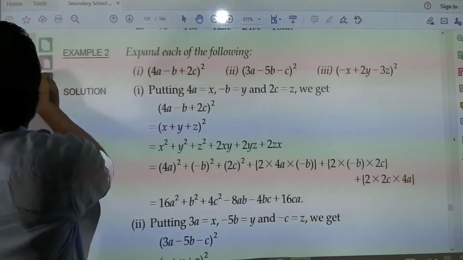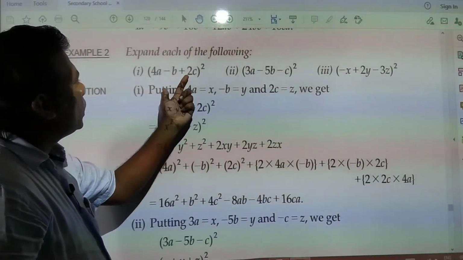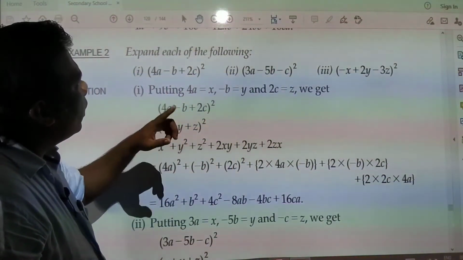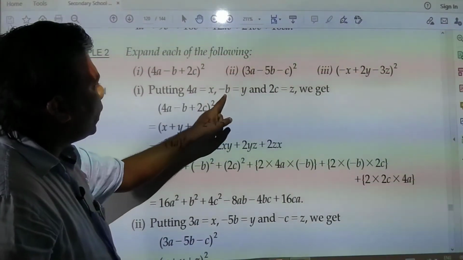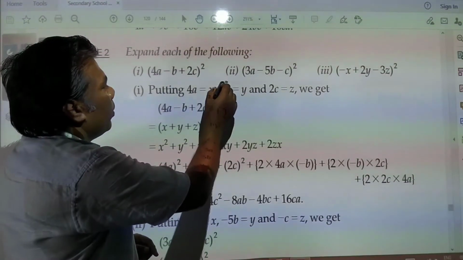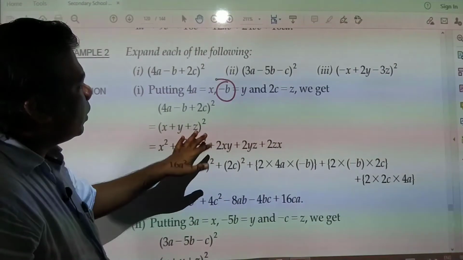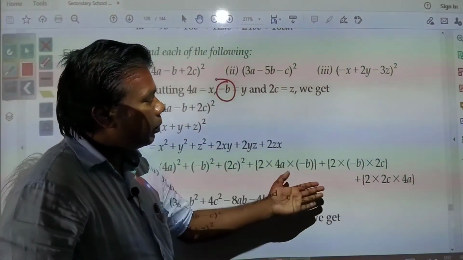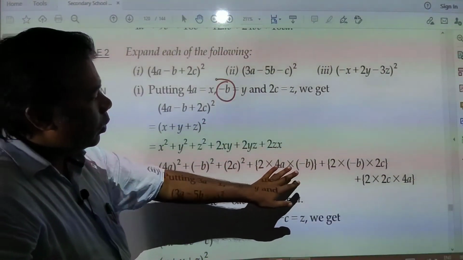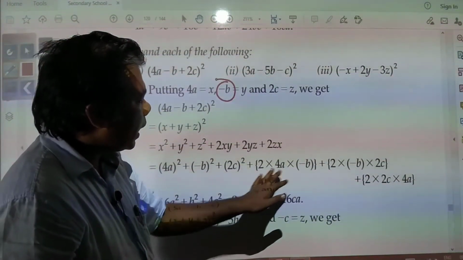Next you see: expand each of the following, (4a minus b plus 2c) whole square. Again, x is equal to 4a, y is equal to minus b, and z is equal to 2c. This is required to be remembered because we have minus b here. It needs to be substituted in the proper way so that you do not have a problem with signs. Wherever minus b is there, you need to be very conscious that no sign mistake happens.